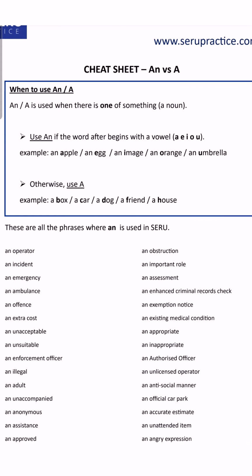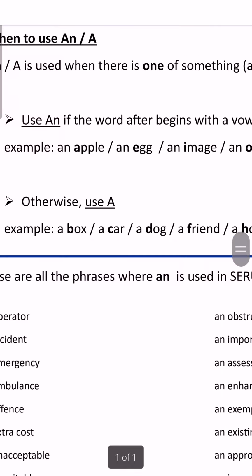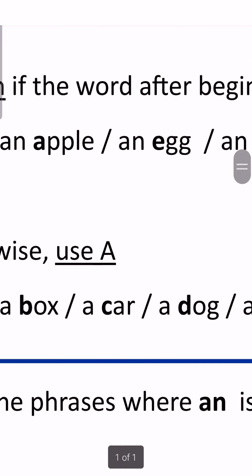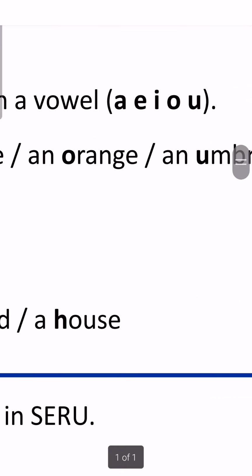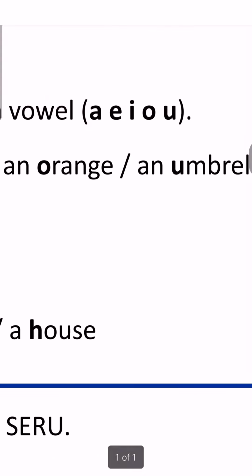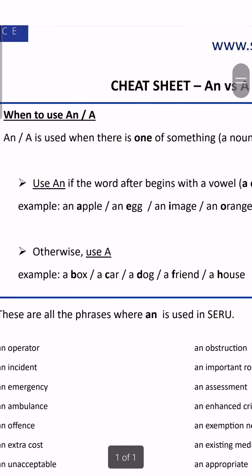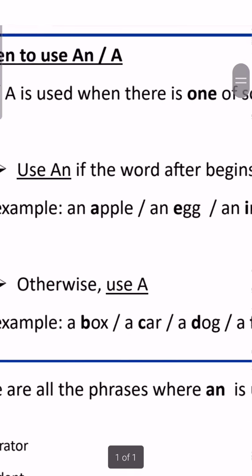Both an and a are used before a singular noun. However, a is used for all of the letters except for vowels. So, if the word begins with a vowel, then we use an. For example, an apple, an egg, an image, an orange, an umbrella. All of these words begin with one of the 5 vowel letters, which are a, e, i, o, u. So if the word begins with a vowel, then we have an before it.